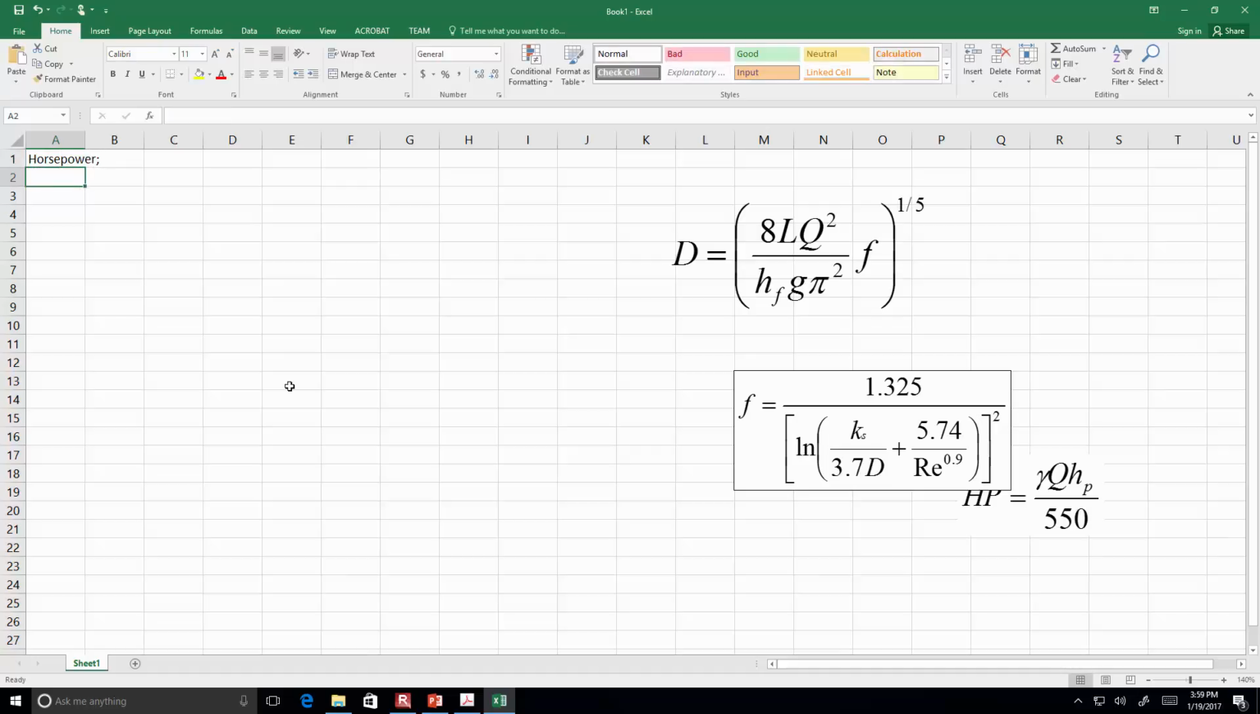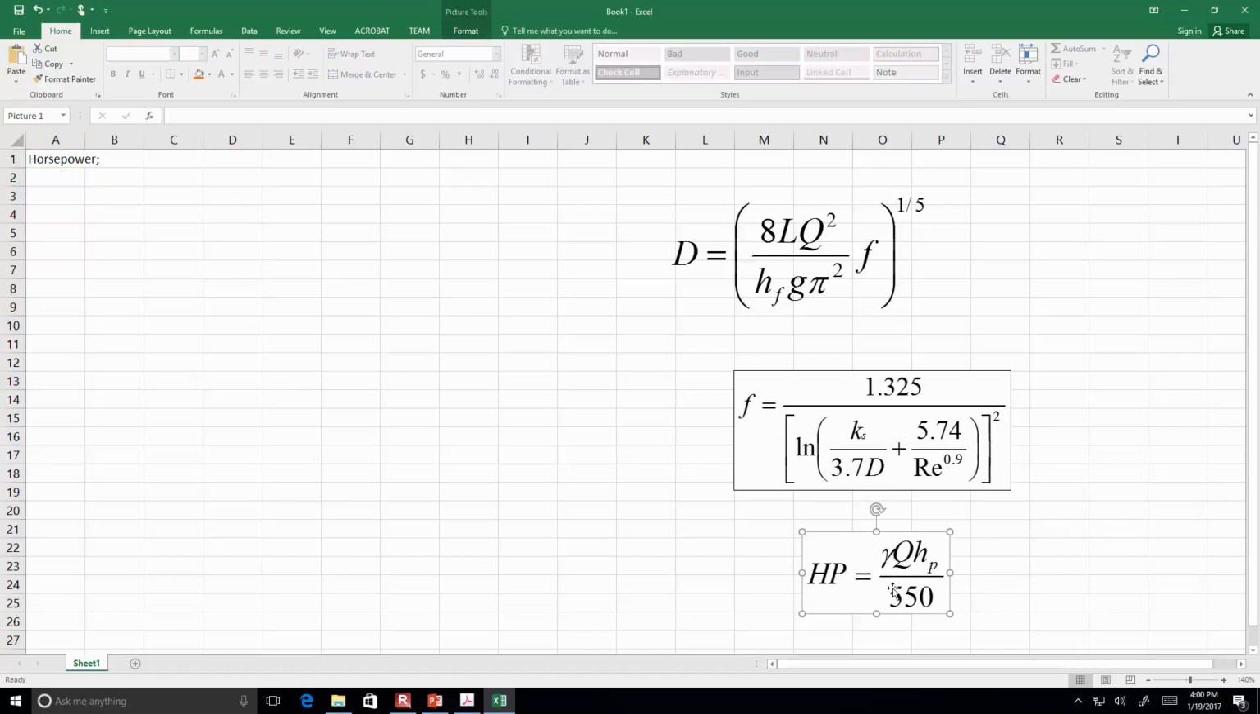If we rearrange the horsepower equation to solve for pump head, that's going to be H sub P. The pump head is 550 multiplied by the horsepower divided by the unit weight of the liquid multiplied by the flow rate Q. And then that'll give us the pump head in feet. Okay. So what we have is 10 horsepower.